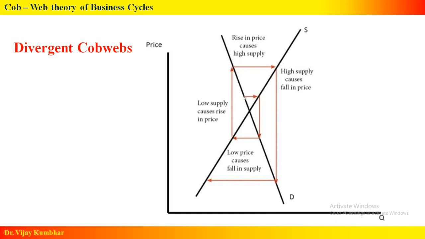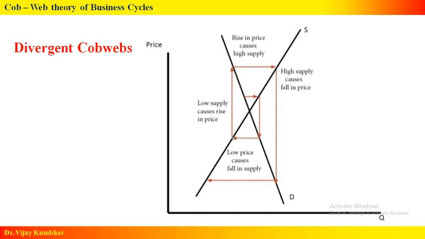In case of this particular point, the demand is higher and the supply of the commodity is lower. Hence, the prices will be increased. Increasing prices will lead to more production or more supply. Hence, the next year the supply will be increased at this level. But in case of this level, the demand will fall. Hence, the prices will again fall. The low prices cause a fall in supply. Hence, at this point the supply will be decreased.